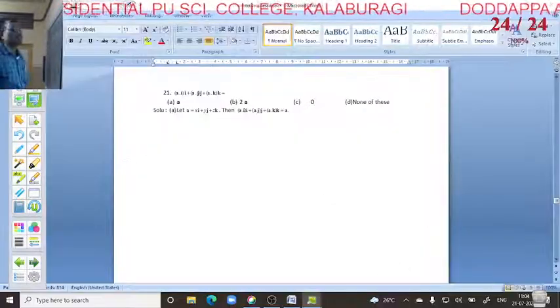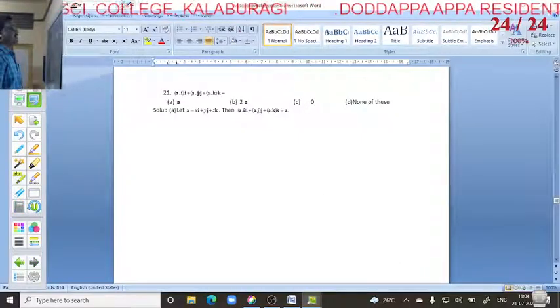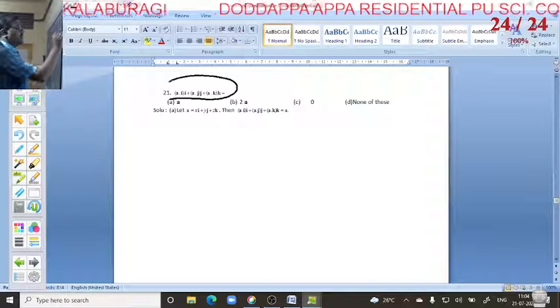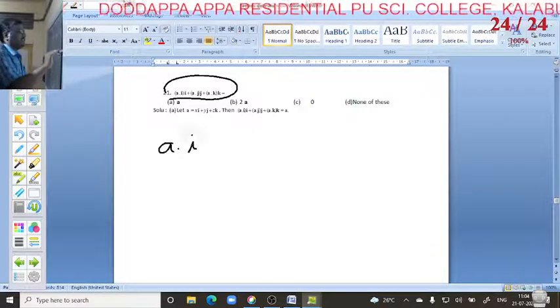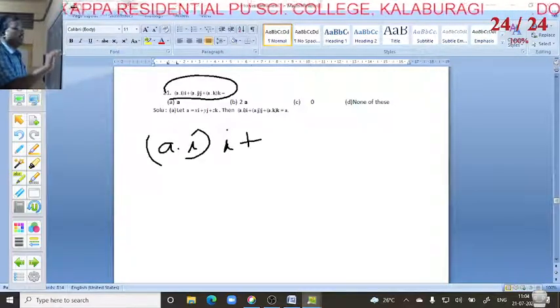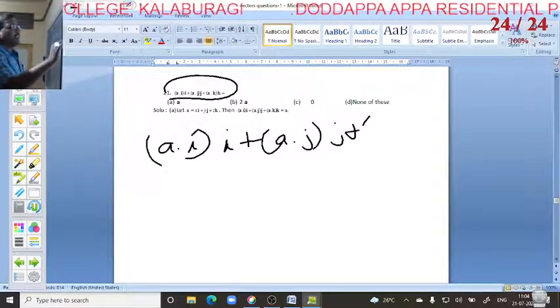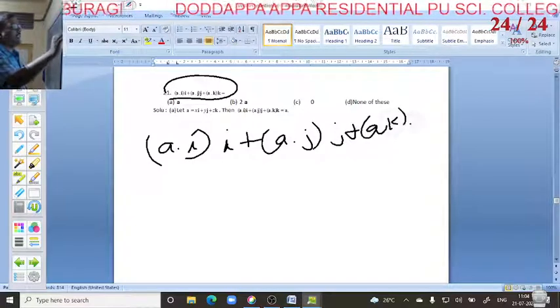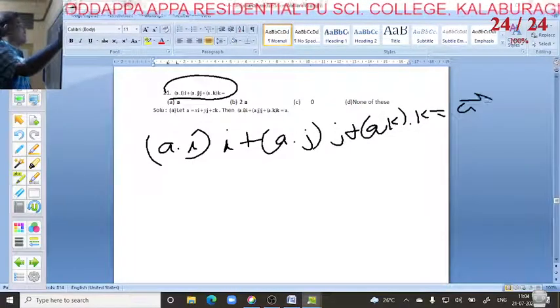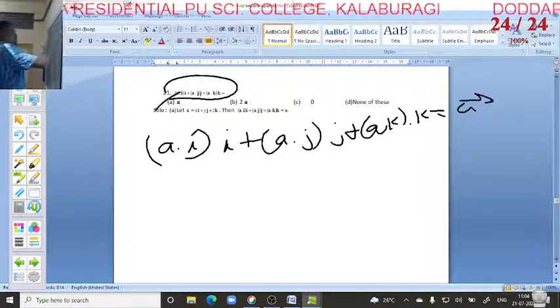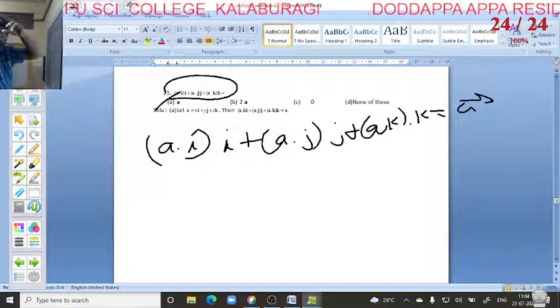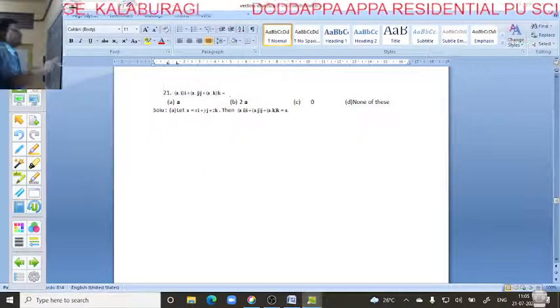Next, 21: direct and into the computer. The formula is vector A dot vector I into I plus vector A dot vector J into J plus vector A dot vector K into K is always vector A. You have to remember this. That is the 21st, the first option.